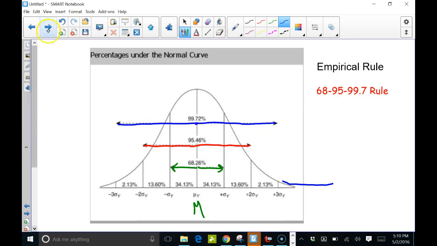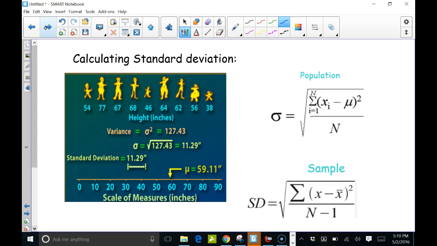Okay, so now we are ready to show you how to calculate standard deviation. So I have these heights here of all these different people. And you can see 54, 77, 67, 68, 46, 64, 62, 56, and 38. I'm going to input these in a list in my calculator. So what I suggest that you do at this point is stop the video and input these in a list in your calculator and call the list heights.